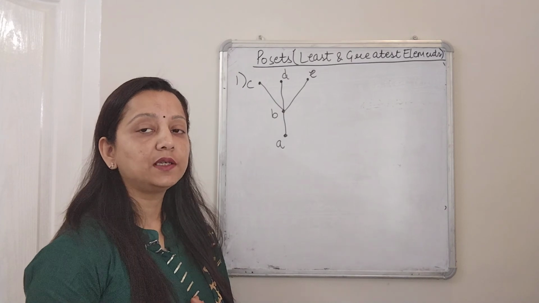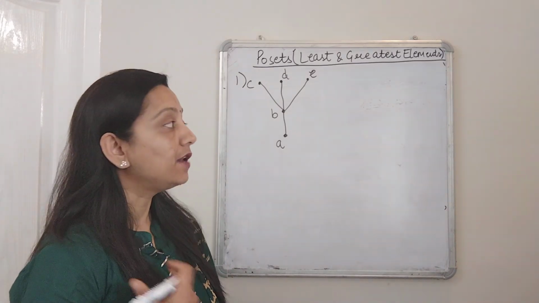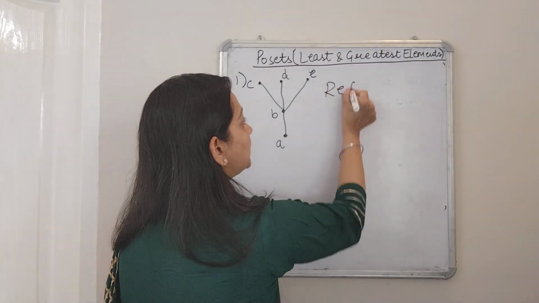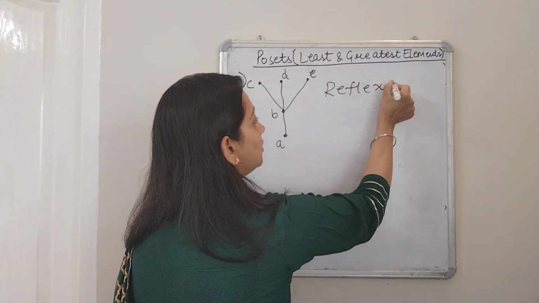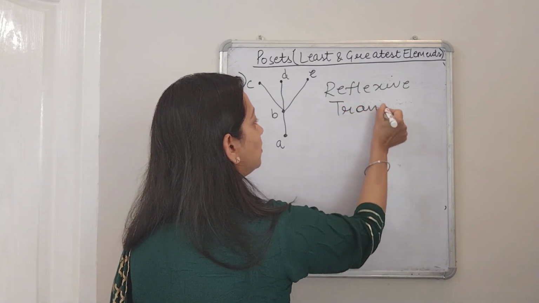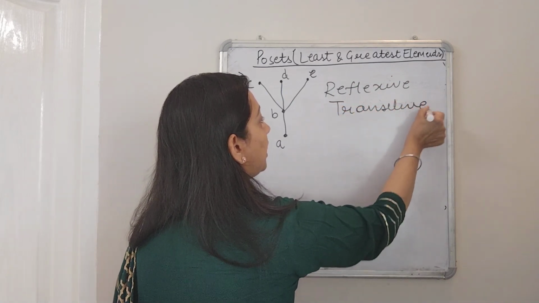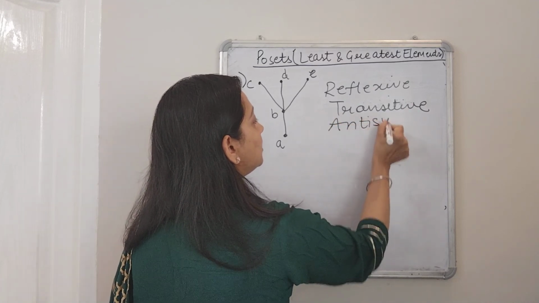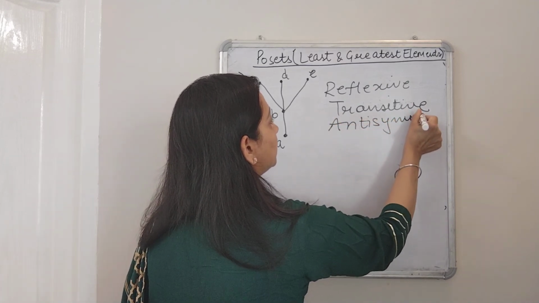I know a Hasse diagram is made on a poset, and when I say poset, that means the relation will be reflexive, it will be transitive, and it will be anti-symmetric.